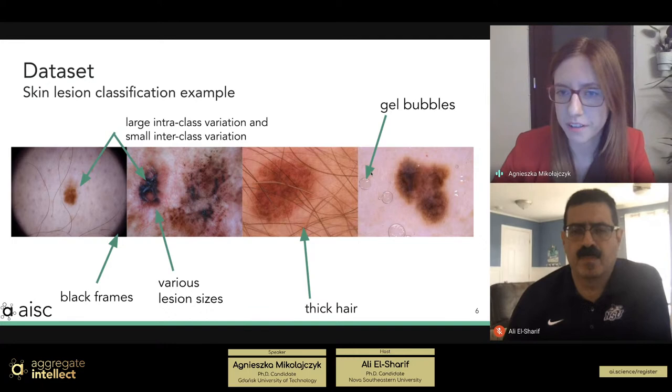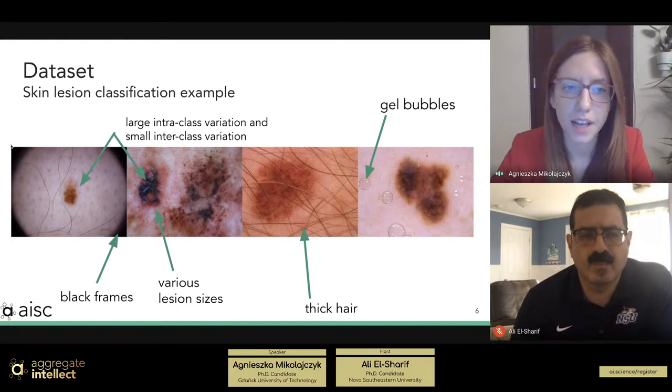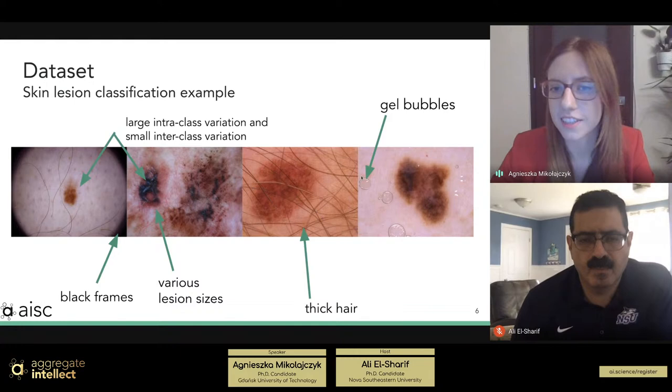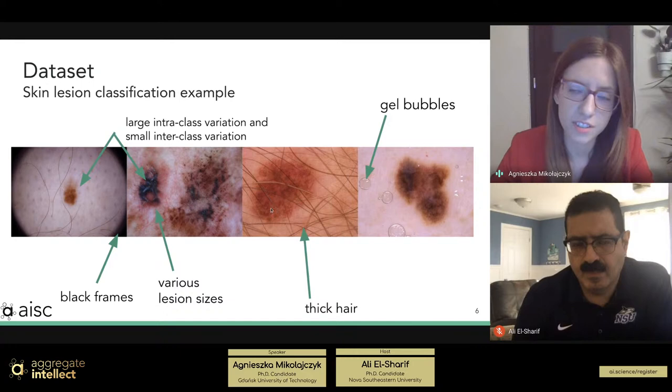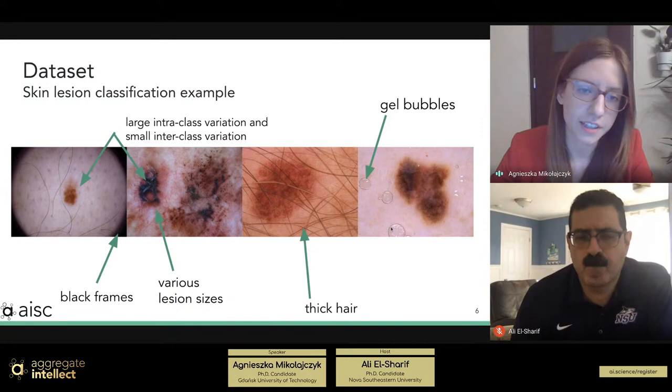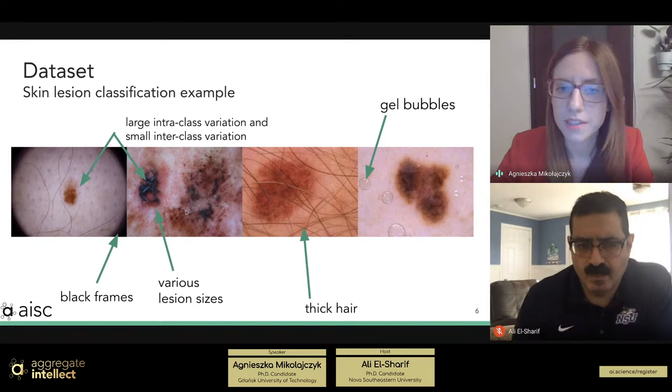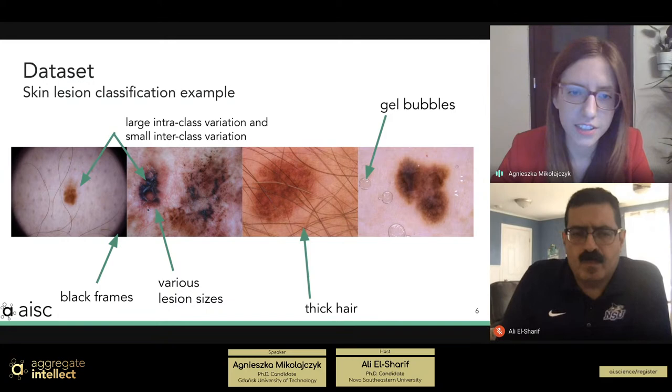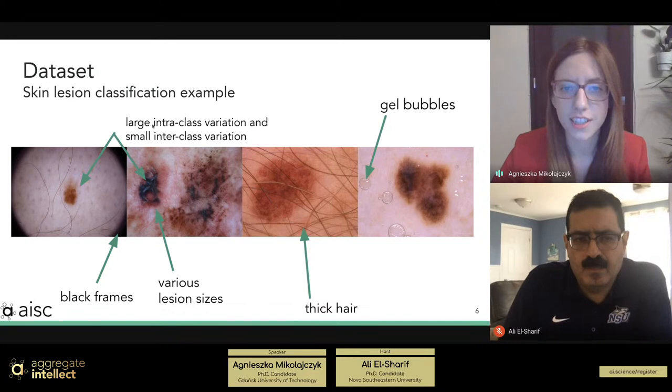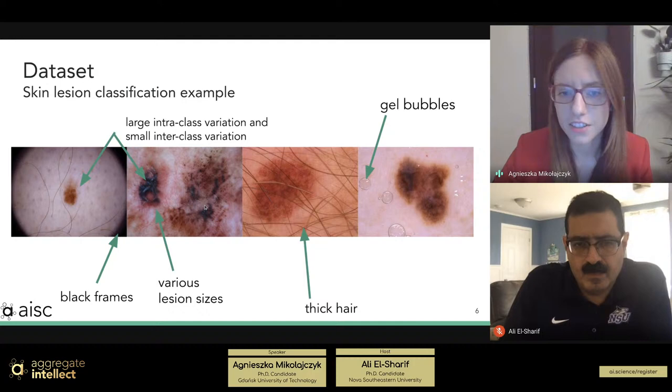However, this dataset is not perfect. If you look closely enough, you can notice that a lot of images have black frames around them. There is also a lot of thick and dense hair that sometimes even blocks the visibility of skin lesions, and also a lot of gel bubbles and other artifacts. And skin lesions are also often of various sizes. But not only that, it's really hard to tell where the skin lesion starts and where it ends. And finally, they have large intra-class variation, which means that inside one category, the skin lesions are very different from each other. And on the other hand, they have small inter-class variations. So classes together are pretty similar to each other.